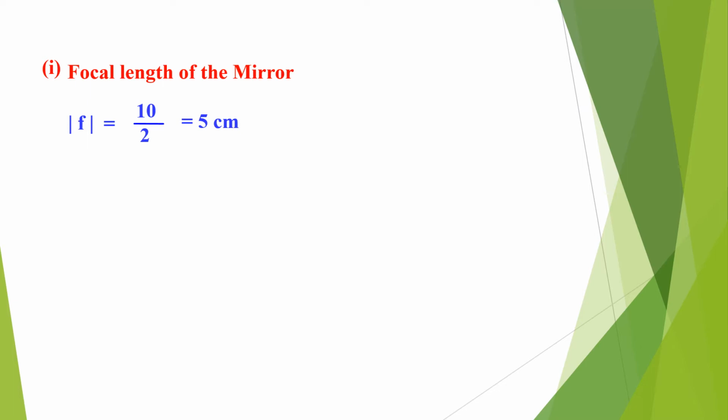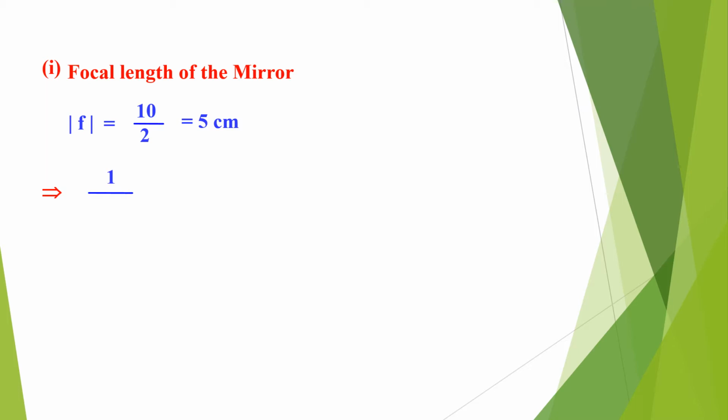v by u. So first, the focal length of the mirror: the magnitude of the focal length is the magnitude of the radius of curvature divided by 2, that value will become 5 centimeter, but while using it in the formula it must be taken as negative. So we are using the mirror formula and substitution.